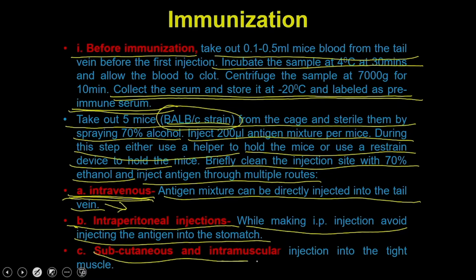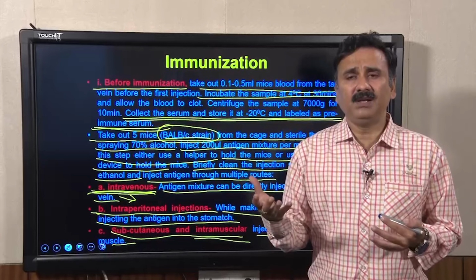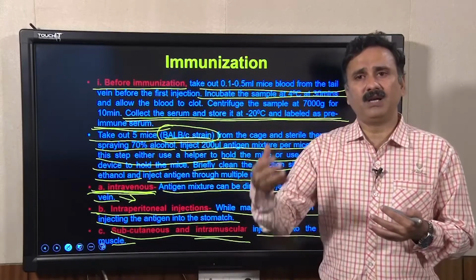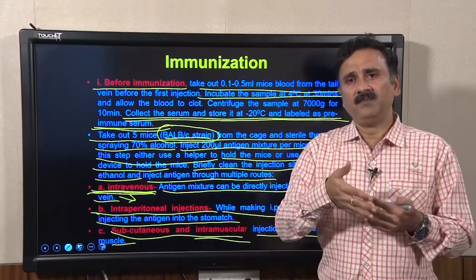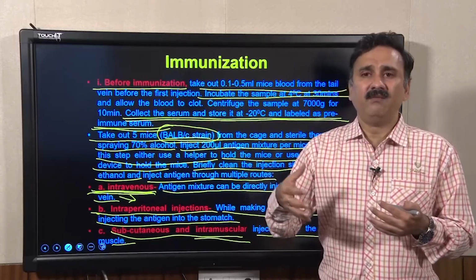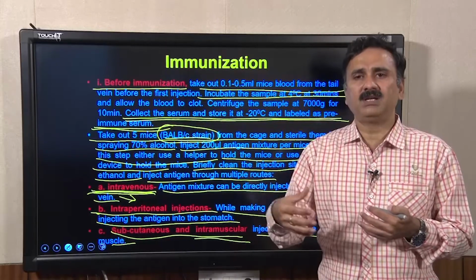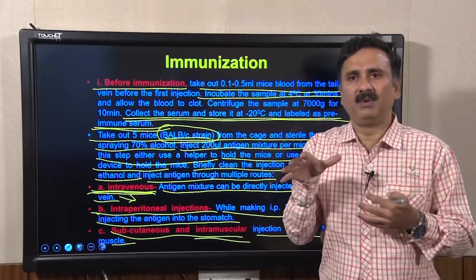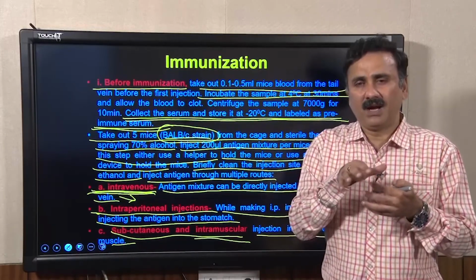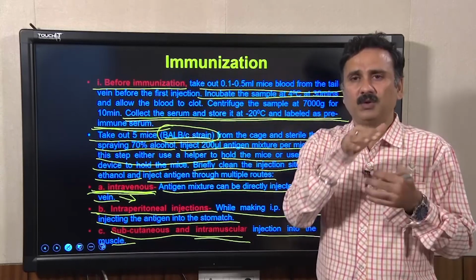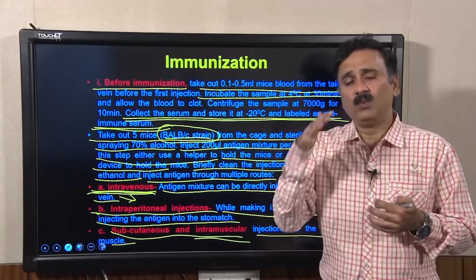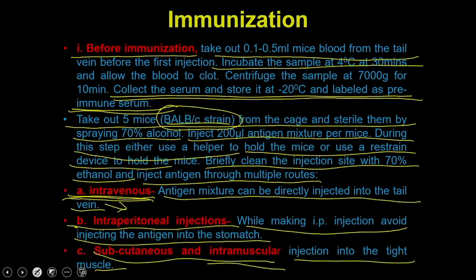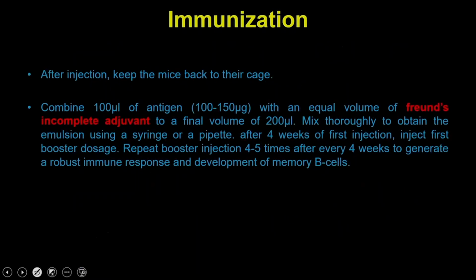Then you can also do subcutaneous or intramuscular injections, which you can do into the thigh muscles. These kinds of injections create a robust immune response, because the delivery of the antigen remains for a very long time. When you inject into the muscles or subcutaneously, that area is inaccessible to the immune system and also not accessible to the blood supply. That is why the antigen will remain in the body for a very long time, and that is going to create a robust immune response.